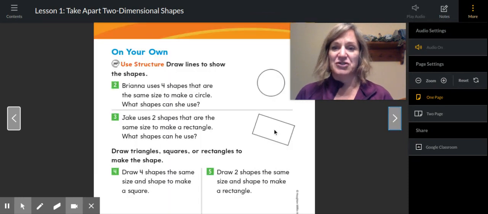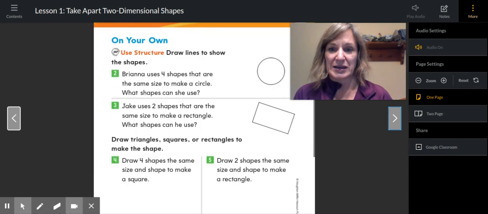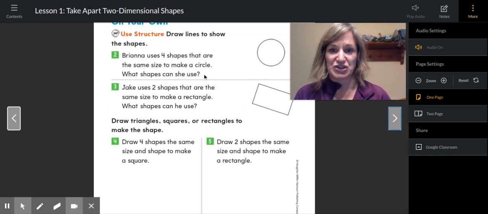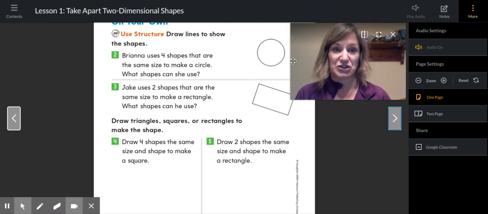All right, on your own, draw lines to show the shapes. Brianna uses 4 shapes that are the same size to make a circle. What shapes can she use? So if I'm going to divide this circle up into 4 different shapes, this is on your own, so I'm not going to do it for you. I want you to think about how you could divide this circle into 4 equal parts.